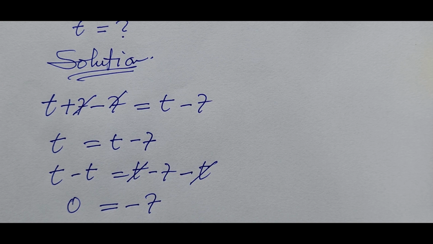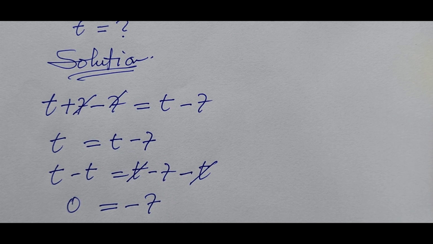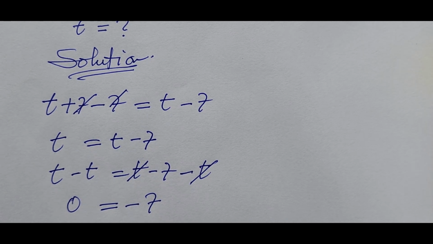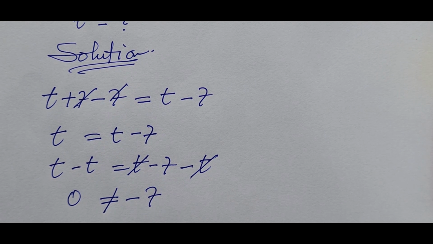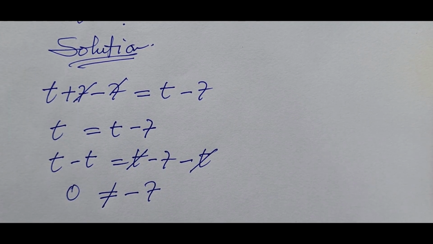But you know for sure in the world of mathematics that 0 is not equal to minus 7, unless you have a better proof to substantiate this. And so this expression is not true. So 0 cannot be equal to minus 7. So this is wrong. So what other way can we use to simplify this or to check for this answer?